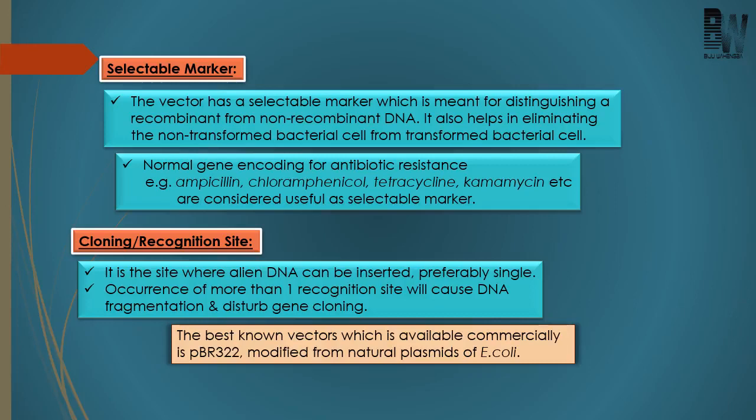So origin of replication, selectable marker, and cloning site or recognition site, these are the three important features of a cloning vector. And you can take pBR322 as an example of a cloning vector. This pBR322 is an artificially produced cloning vector which has been modified from a natural plasmid of E. coli.